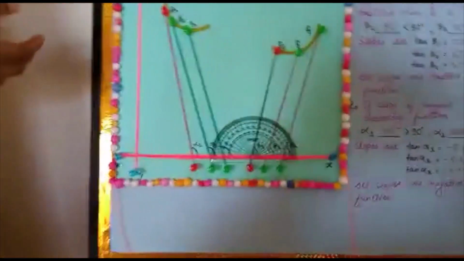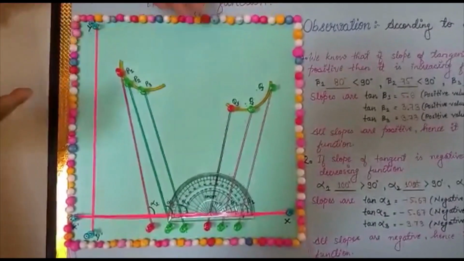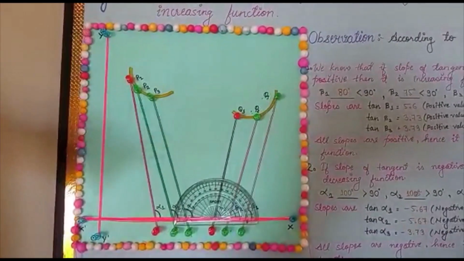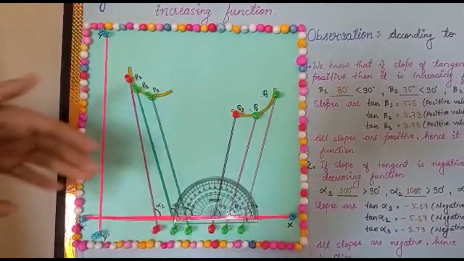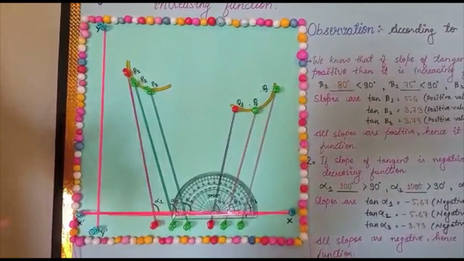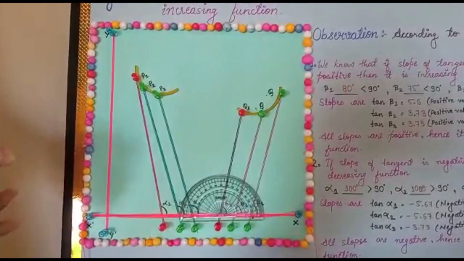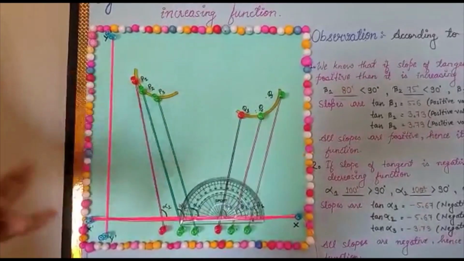Here I have taken two curves, curve C1 and curve C2. From this curve I have drawn the tangent, and the tangent is joined to the x-axis. We have joined it to the x-axis because we know that slope is defined as tan theta, and here the value of theta should be alpha 1, alpha 2 and alpha 3.